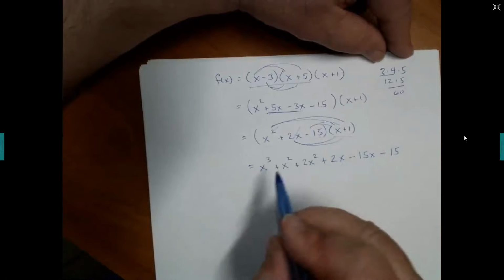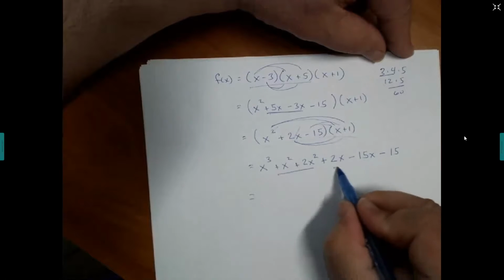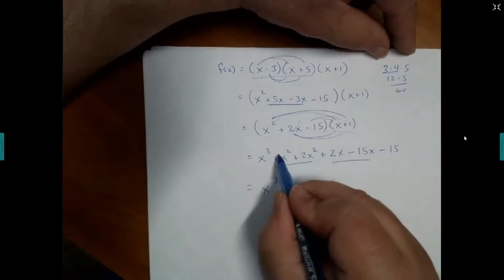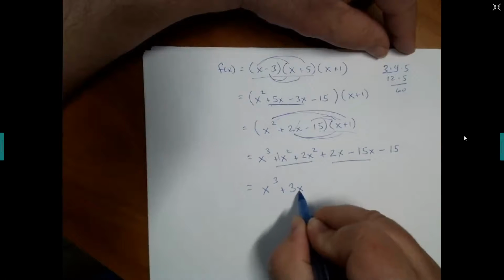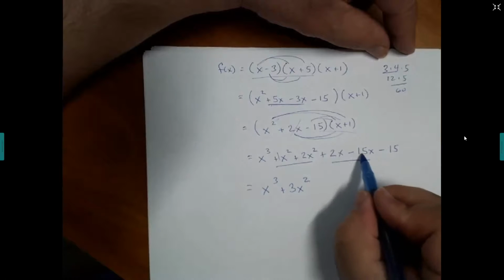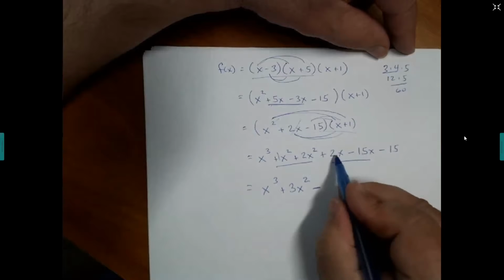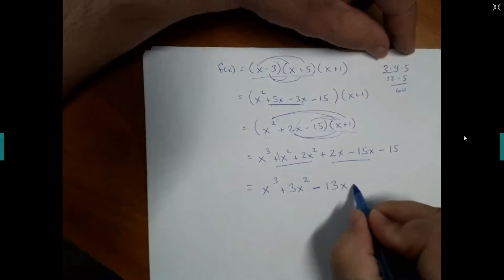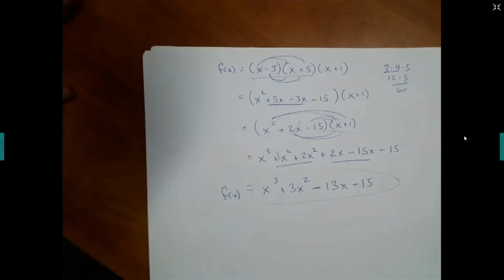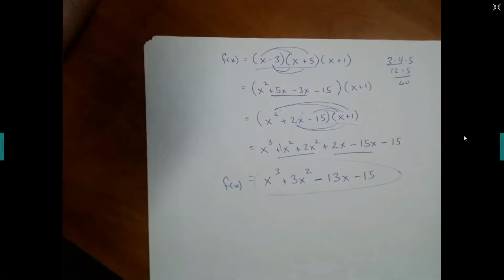We got rid of parentheses, so combine like terms. These guys and those guys. 2x plus 1x is 3x squared. 2x minus 15x: 15 is bigger, so it's negative. 15 minus 2 is 13 x's. And there's your polynomial. That's how it works. So if I give you the solutions, you can tell me the function where it came from.